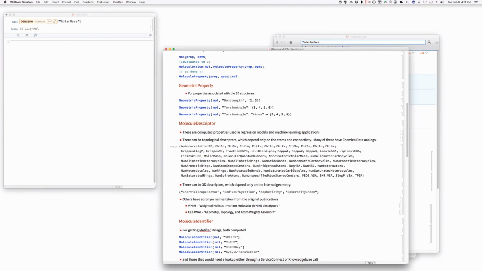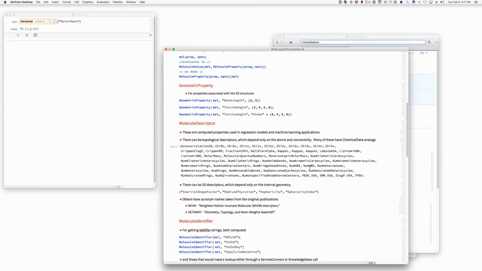So say you want to get that property for 10 molecules. Molecule value can take a list of molecules and a single property. And that's reasonable. I mean, that's the analog of entity value. Yeah, that's what I'm saying. It's really modeled 100% after entity value. So forget about geometric property and molecule identifier. Yes. We can throw all those in. Yes, I think so. Okay.